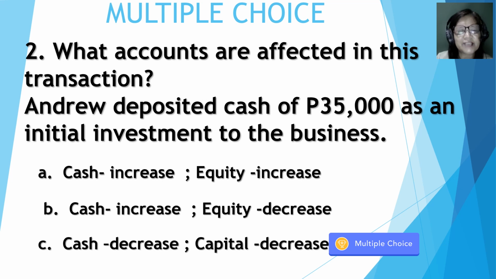How about letter C? Why is it not correct? Cash decrease, capital decrease. This is definitely incorrect because cash is received and deposited to the bank for and on behalf of the company. So, it should be increased. And if the debit side of the cash account is increased, again, the capital should be increased. Okay.